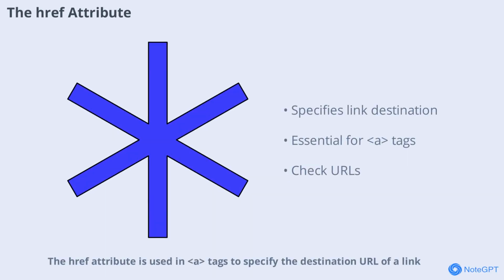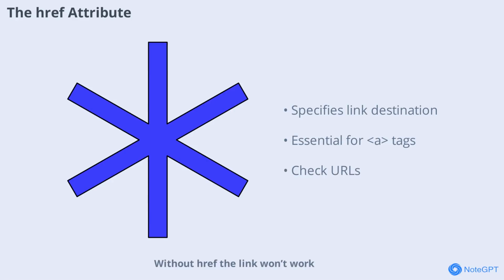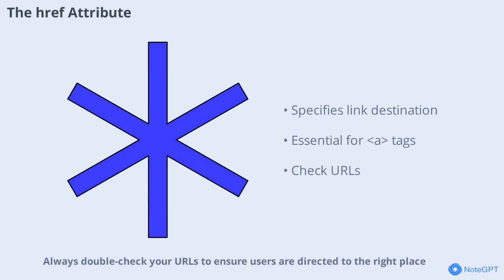The href attribute is used in a tags to specify the destination URL of a link. Without href, the link won't work. Always double-check your URLs to ensure users are directed to the right place.